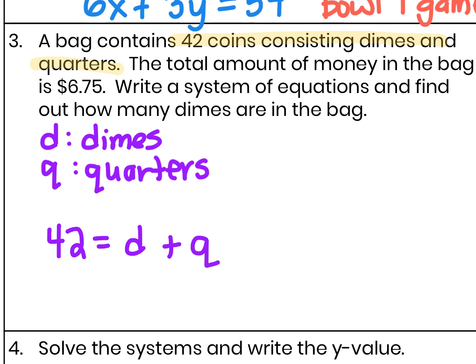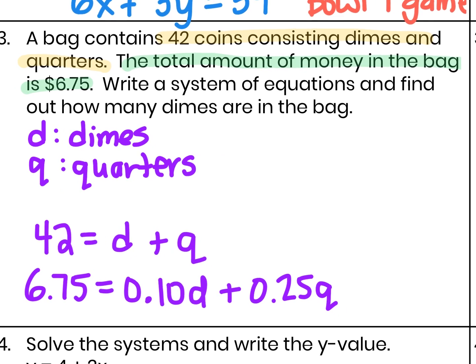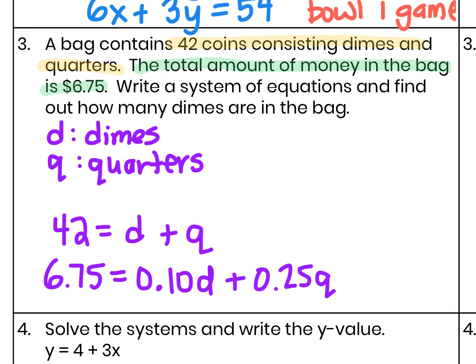The second part says the total amount of money in the bag is $6.75. So we need to know how much money each type of coin is worth. Okay, so $6.75 equals, I know that a dime is worth 10 cents, so 0.10D, plus I know that a quarter is worth 25 cents. Now that we have our 2 equations, we can type this into the calculator.